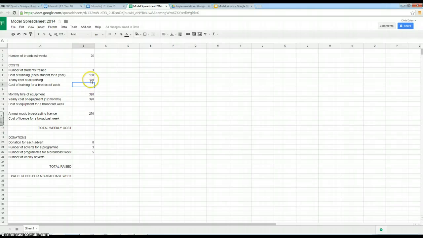Okay, so hopefully you've worked out that what we need to do, as we always do, is type in equals for a formula, and we take the yearly cost of all training, and divide that by the number of broadcast weeks. Hit enter, and that should give us, at the moment, a figure of 6. We've got a very similar scenario here where we've got the yearly cost of equipment. So we would do equals yearly cost of equipment divided by number of broadcast weeks. It should be 12.8.